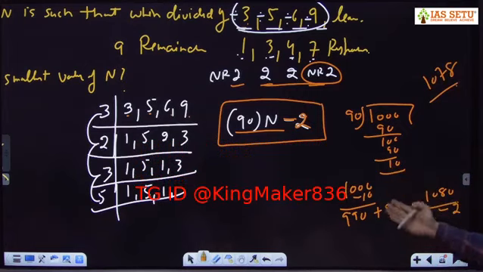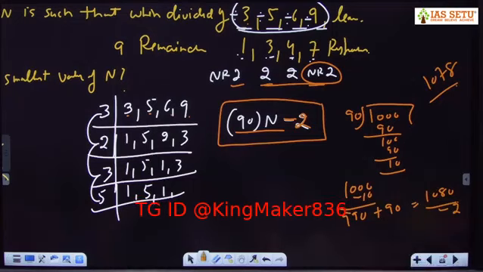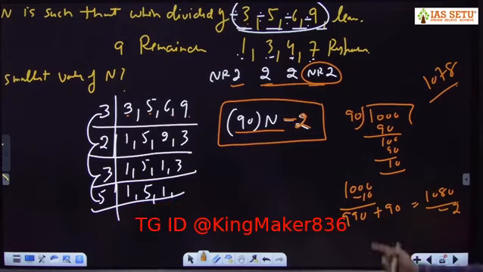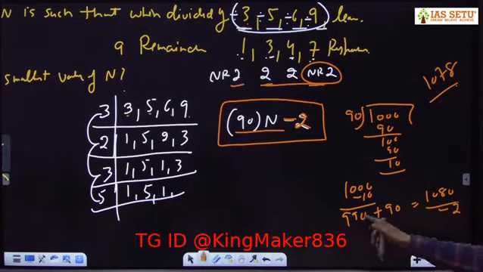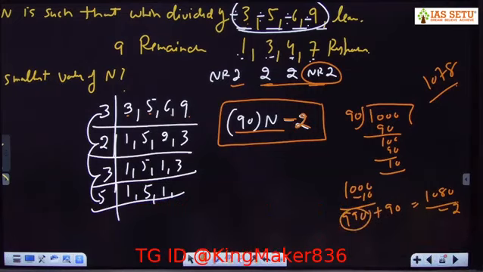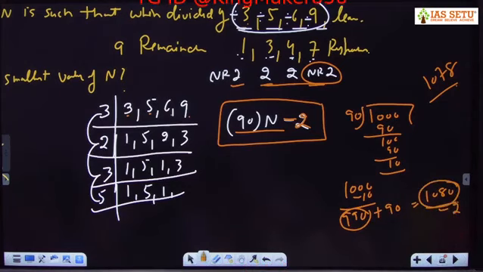If they ask for the largest 3-digit number, 990 itself will help. But if the smallest 4-digit number is asked, 1080 will help. So you have to read the question carefully. Rather than cramming the thing, you have to read what the requirement of the question is.